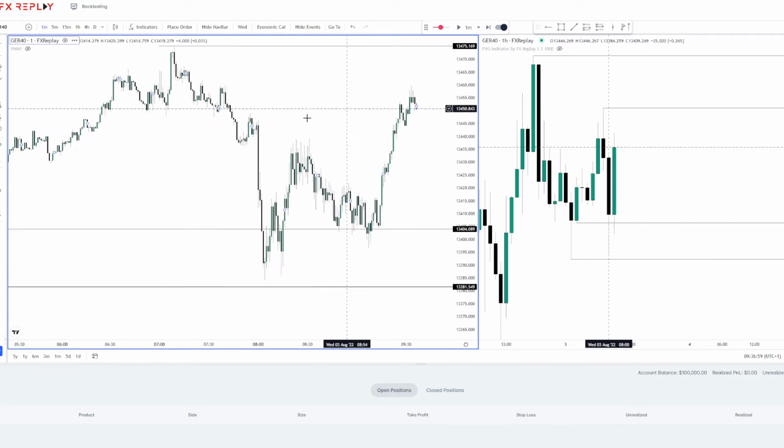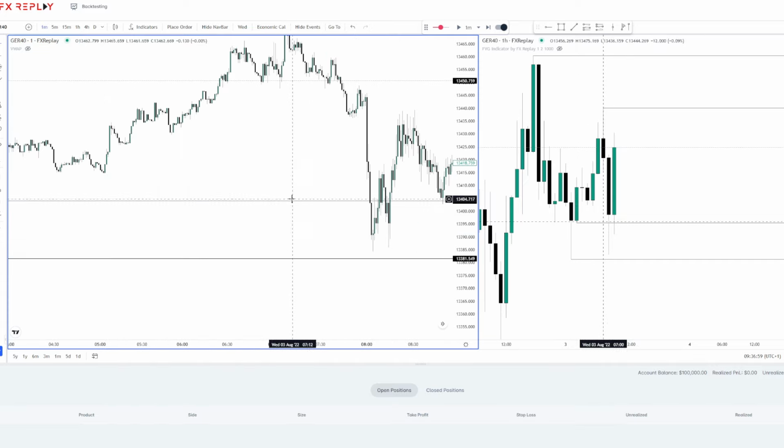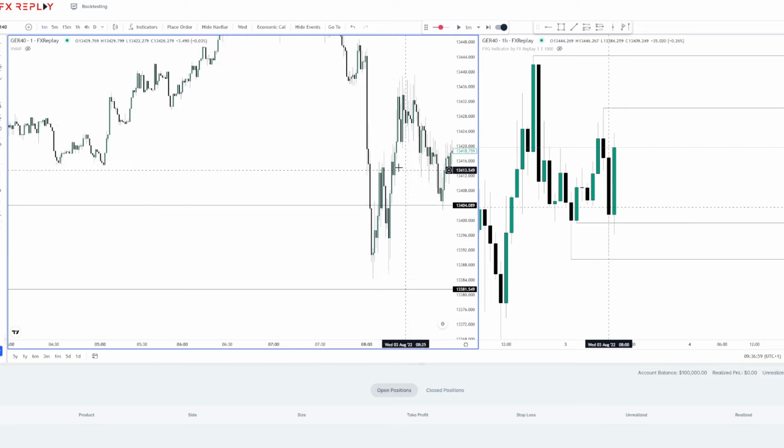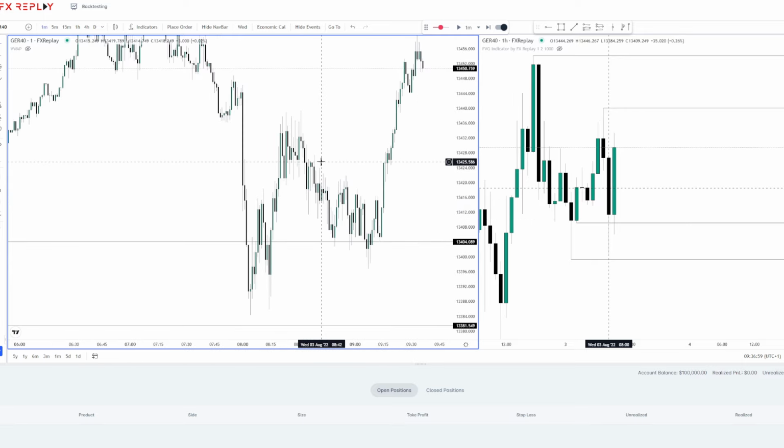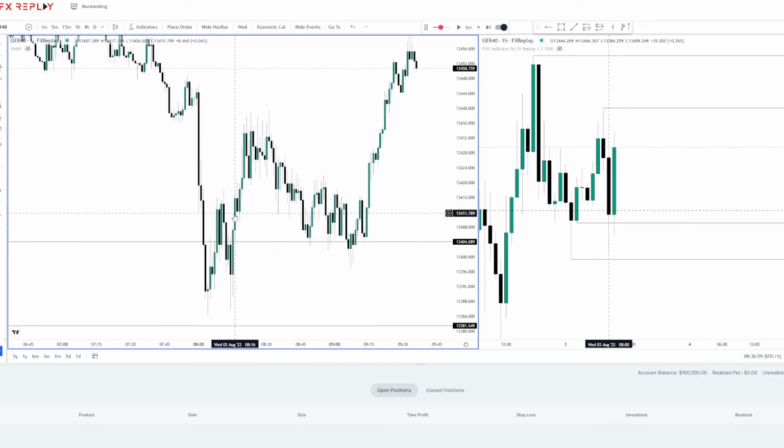So it looks like we tapped the lower Draw On Liquidity. We didn't reach into the lower one. We started to move to the upside. Very, very simple. Now, how do you trade this?